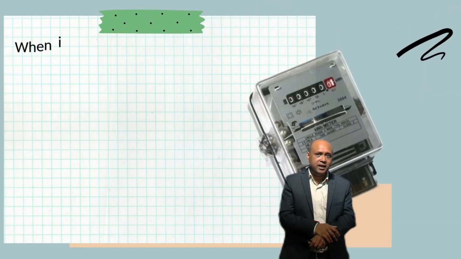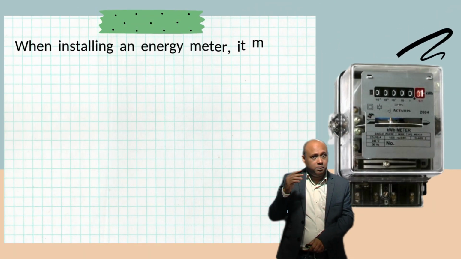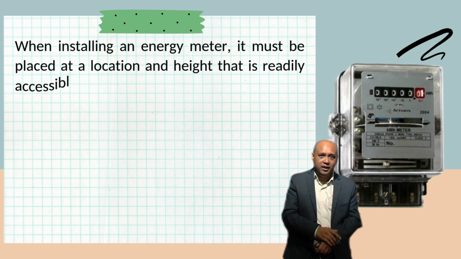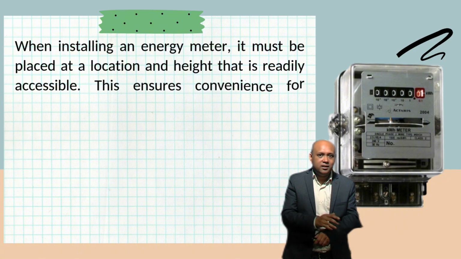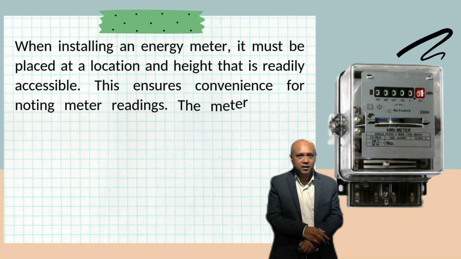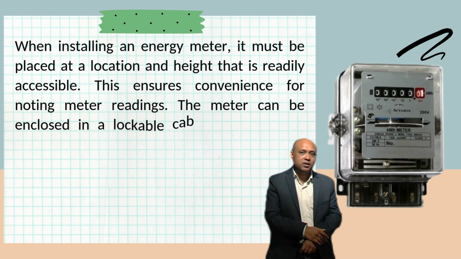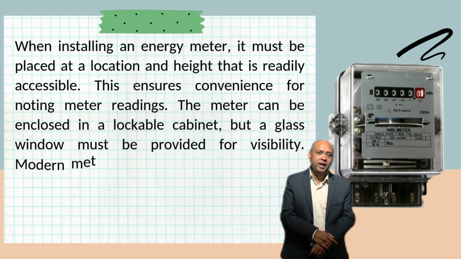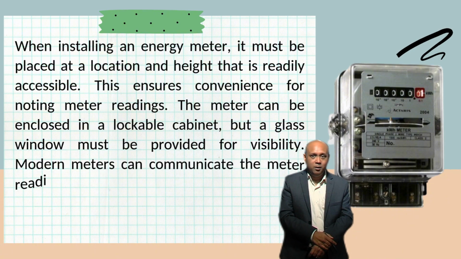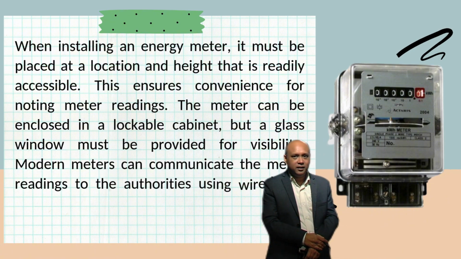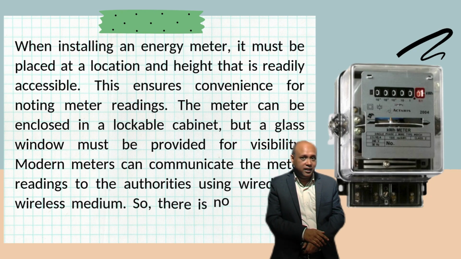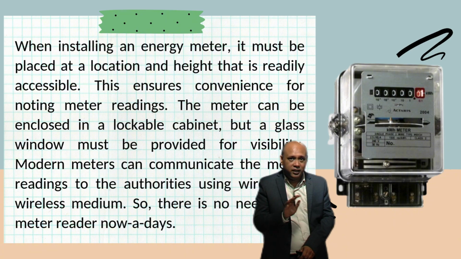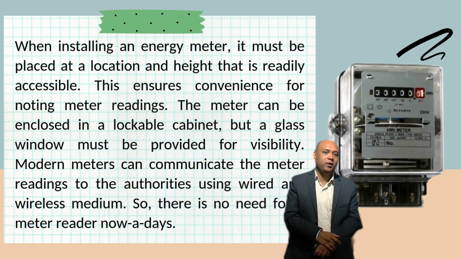So when installing an energy meter, it must be placed at a location and height that is readily accessible. This ensures convenience for noting meter readings. The meter can be enclosed in a lockable cabinet, but a glass window must be provided for visibility. Modern meters can communicate the meter readings to authorities using wired and wireless medium. So there is no need for a meter reader nowadays.